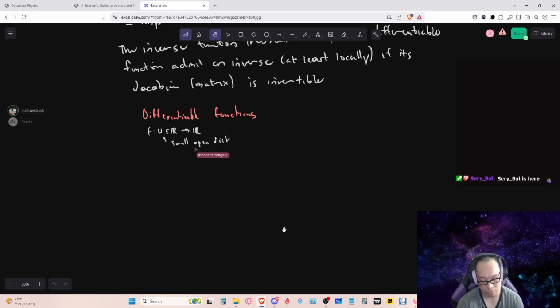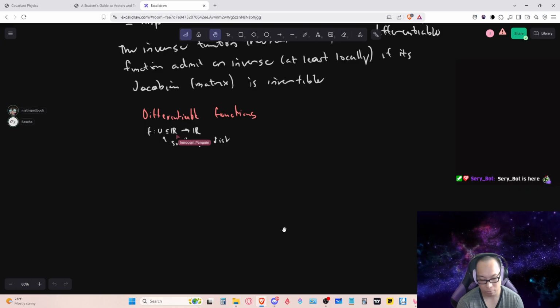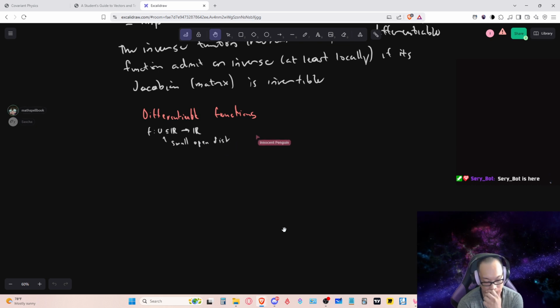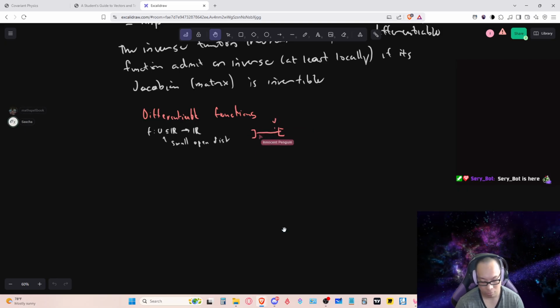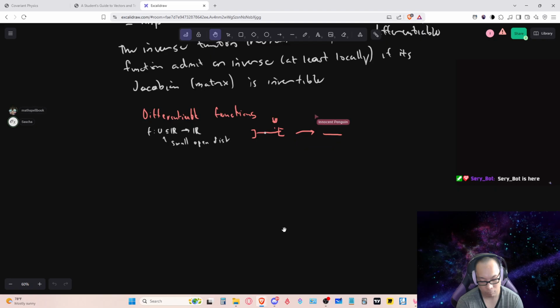And this is in two-dimensional space for the small open disk? Yeah, but here we're just in one dimension, so the small open disk is just an interval. Oh, okay, so it's one-dimensional. Gotcha. So if we draw the picture, f will be something that maps U, which will be something like that, an open interval, to the real line.